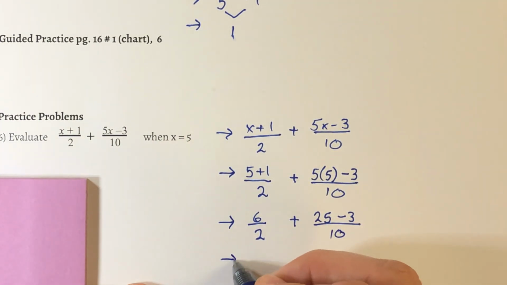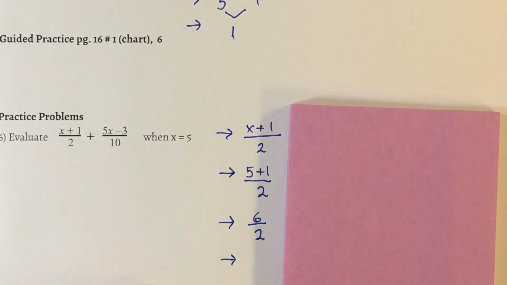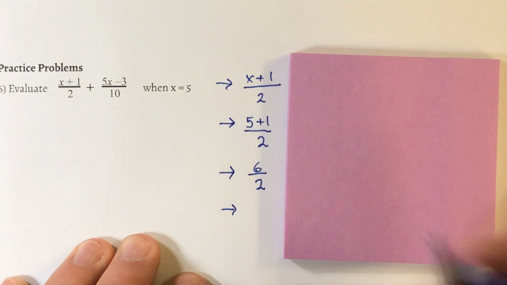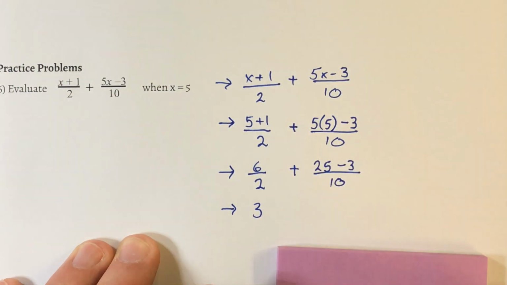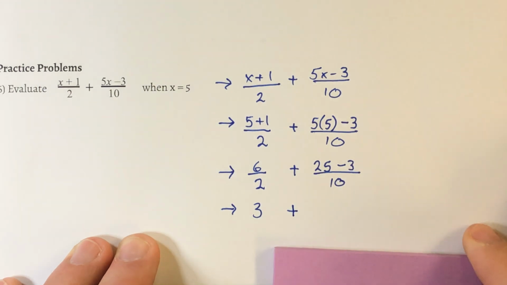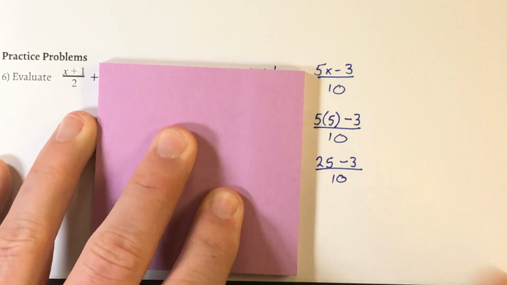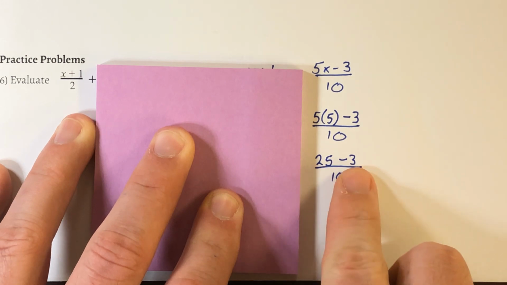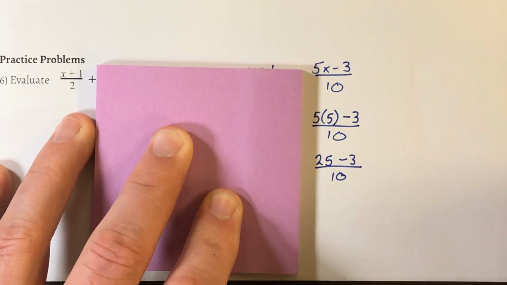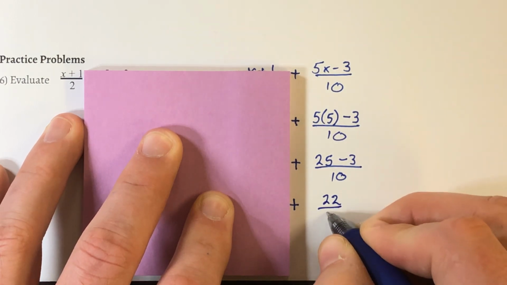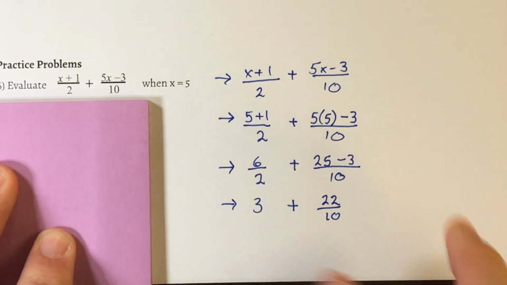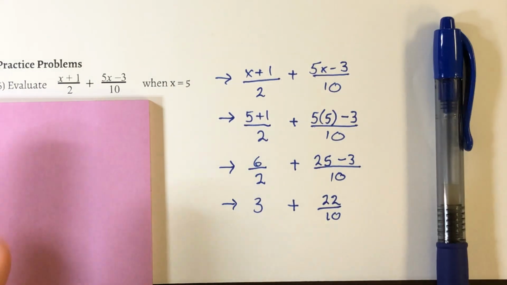All right, next step. Again, focus on one thing at a time. All right, 6 divided by 2. Can I do that easily? If yes, do it. If not, leave it as a fraction. Well, 6 divided by 2 is 3. So we'll go ahead and do it. Bring down your plus sign. All right, let's focus on this side. One step at a time. So 25 minus 3. Well, there's only one step. 25 minus 3 is 22. Bring down your over 10. Notice numbers are getting smaller and smaller and smaller and nicer and nicer.